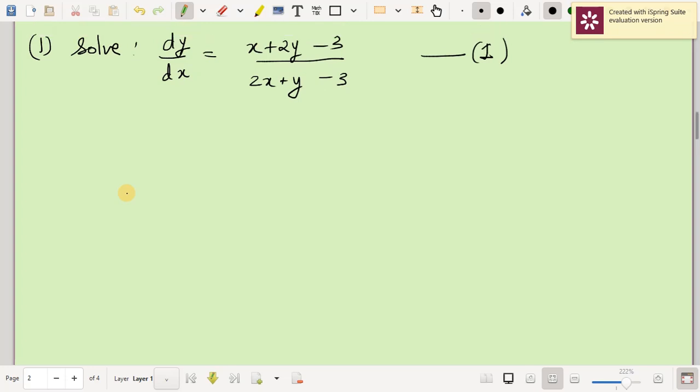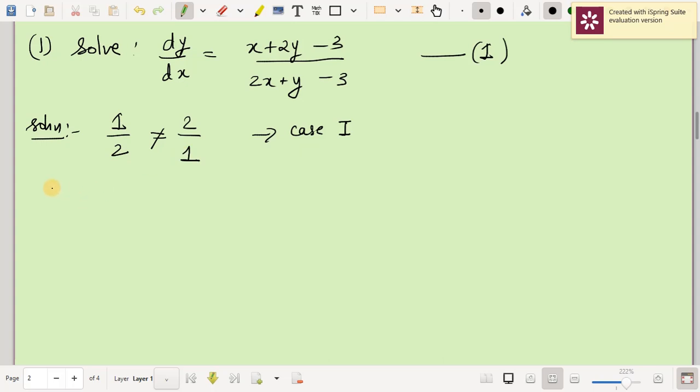So the first thing I need to check is that this falls in the category of what we just mentioned: dy by dx is equal to ax plus by plus c upon lx plus mx plus n. If I look at a by l, it's 1 by 2, and if I look at b by m, it's 2 by 1, which are not equal. So this falls in case 1, and we will start solving using case 1.